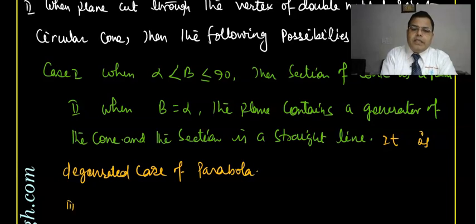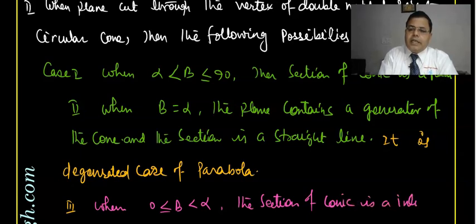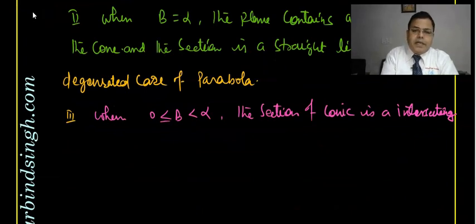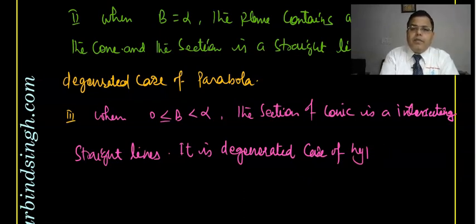It is a degenerate case of a parabola, right? The third case is when beta is less than alpha and greater than zero, then the section of the conic is a pair of intersecting straight lines. It is a degenerate case of a hyperbola. Right? Okay, so here are the possibilities.